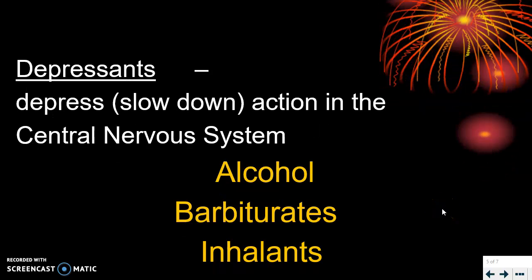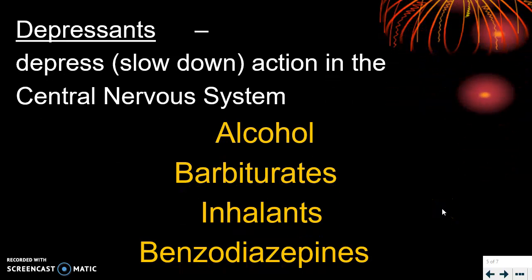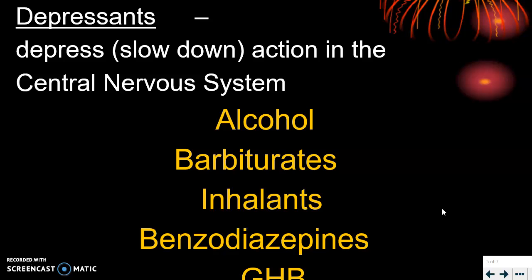The third category for drug types is depressants. Depressants are any type of drug that slows down the central nervous system. So its focus is to actually physically take your central nervous system and slow it down, those neurons from firing at regular speed into a much slower speed.